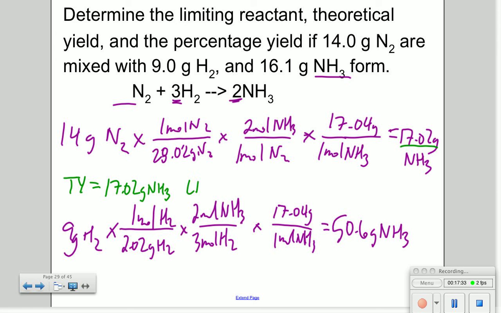What is my limit in reactants? Well, the lowest is 17.02. I look at where I started with that. So nitrogen gas is my limiting reactant.